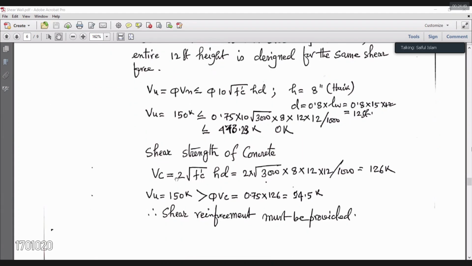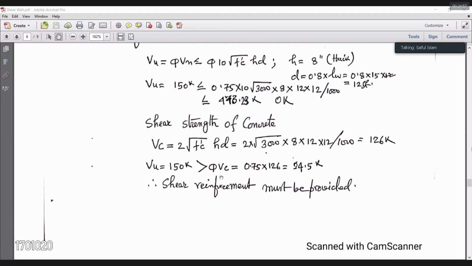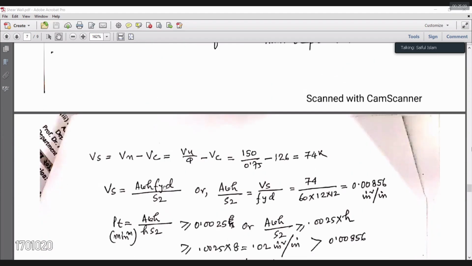Now shear strength of concrete, it is just the usual formula, it is 126 kip. Now you calculate φVc, it is 94.5 kip. Our Vu is greater than φVc, means concrete cannot alone take the shear. You have to use steel. So shear steel must be provided.